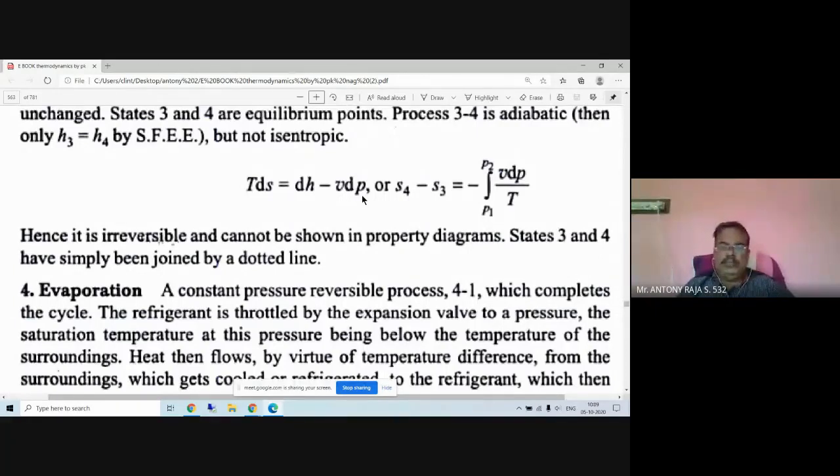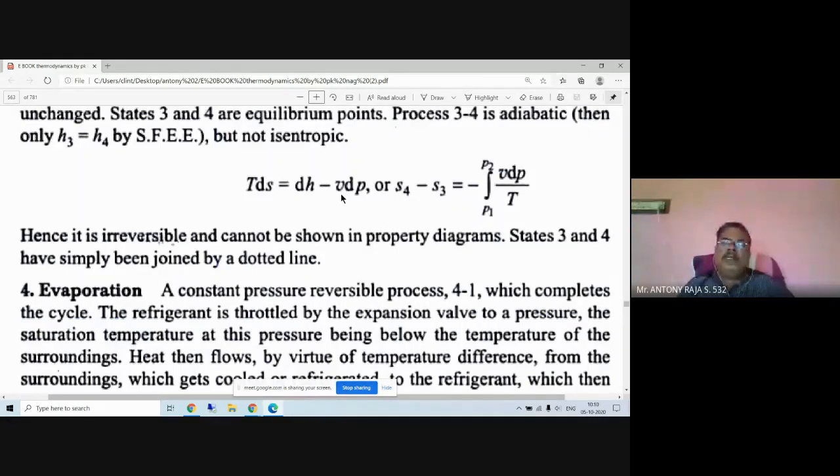Okay, when work input is given, here work input is given to compress the vapor refrigerant from dry and saturated vapor to superheated vapor. Work input is given. That means it is a power consuming one. Therefore, minus symbol is given because work is done on the refrigerant to raise its pressure from low pressure to higher pressure. So work is done. Power is consumed. Therefore, negative symbol.